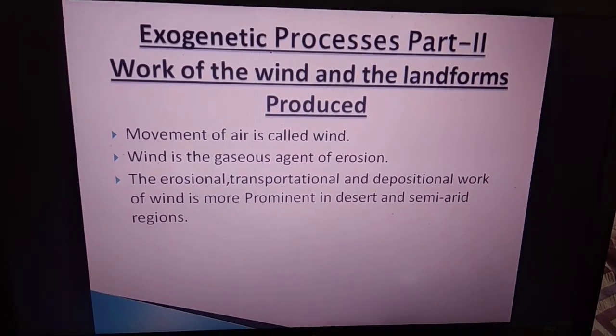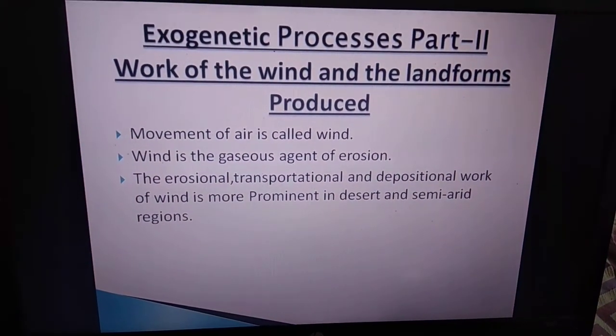And as you will see here, that is the U-shaped valley, lateral and medial moraine, drumlins, and that is the roche moutonnée, hanging valley, and eskers.